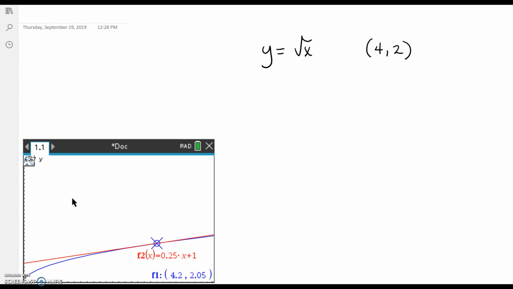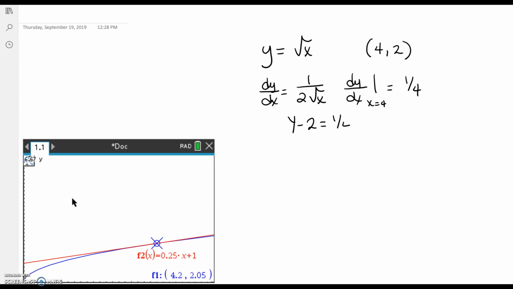So let's get that. So we get dy/dx equals 1/2 x to the negative 1/2, which I'm going to write like that. And so the derivative evaluated when x equals 4 is equal to 1/4. So the equation of my tangent line is y minus 2 equals 1/4 times the quantity x minus 4. And if I clean that up so I can put it in my graphing window, I'm going to say it's 1/4 x minus 1 plus 2, so plus 1.